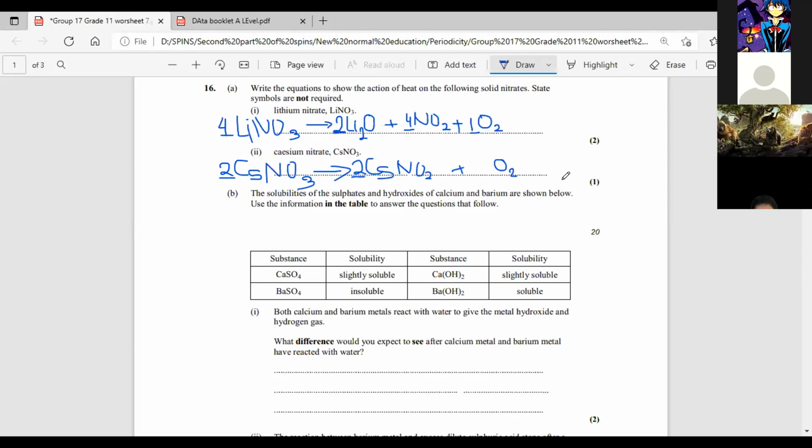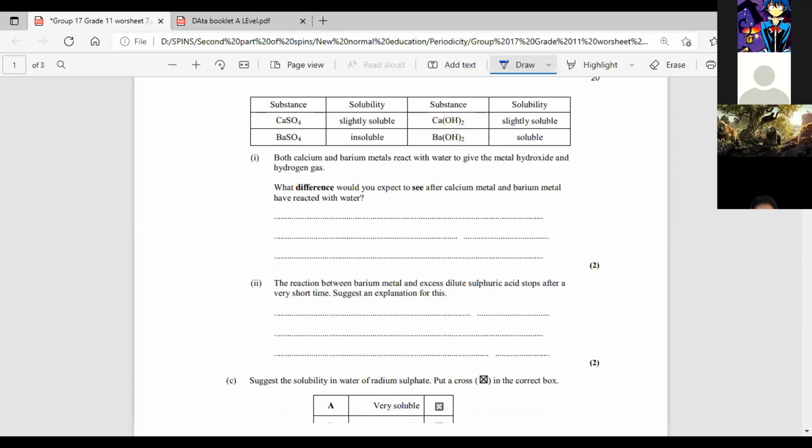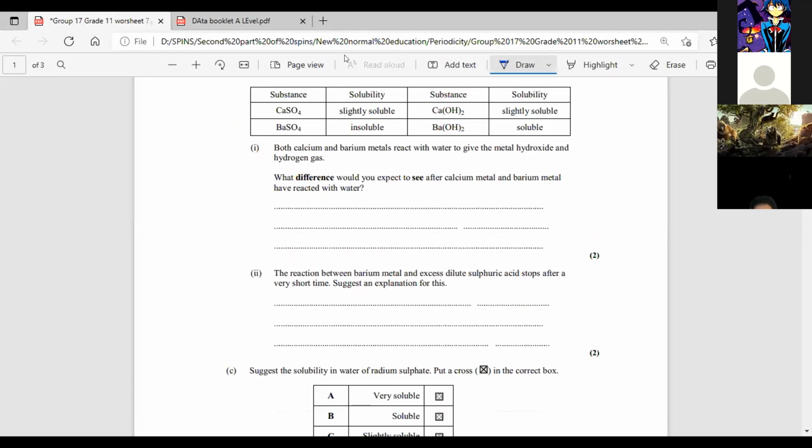Solubilities of the sulfates and hydroxides of calcium and barium are shown below. Use the information in the table to answer the questions that follow. Okay, solubility, calcium sulfate and barium sulfate. Calcium sulfate is slightly soluble, while barium sulfate is completely insoluble.